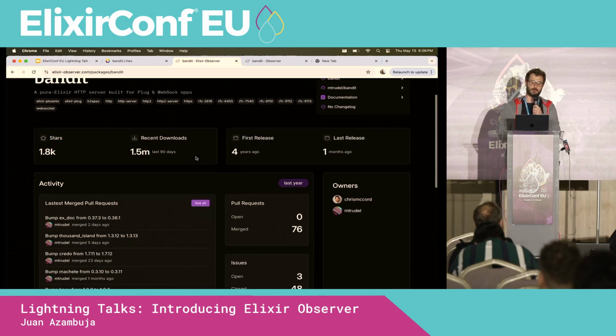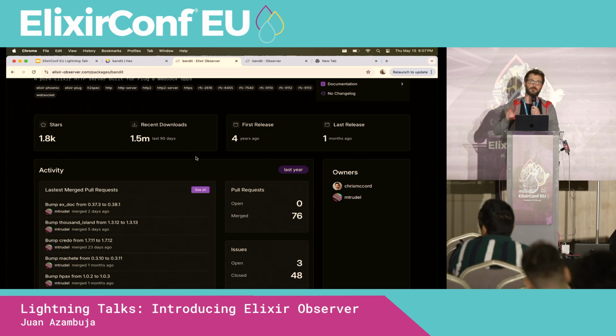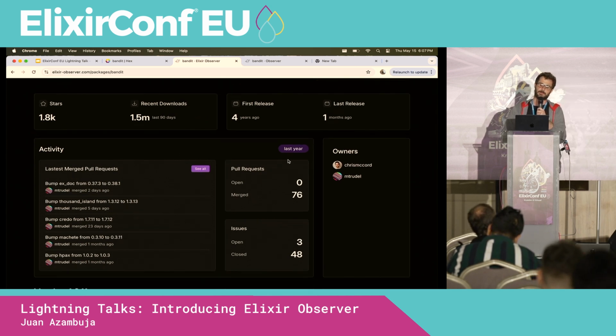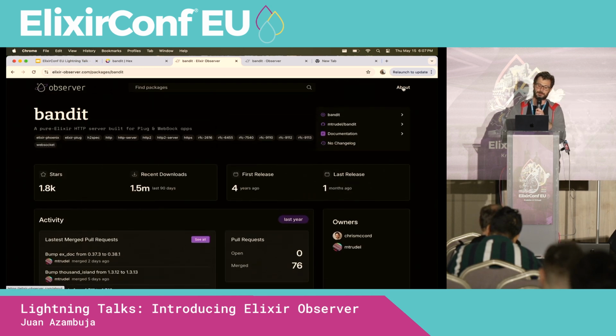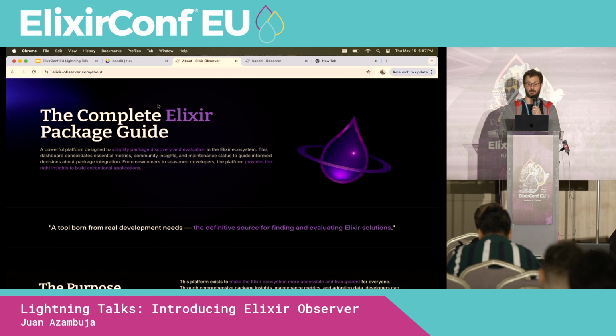But now we are using the screen real estate a bit better. The idea is to show all the information that you will need to make this decision. That means stars, recent downloads, information about releases, and the last activity on GitHub in the last year. So we believe that this will save everybody's time. If you want to know more about why we did it, there is an About page. I'm not going to read all of that, but I'm going to talk about this in a bit.